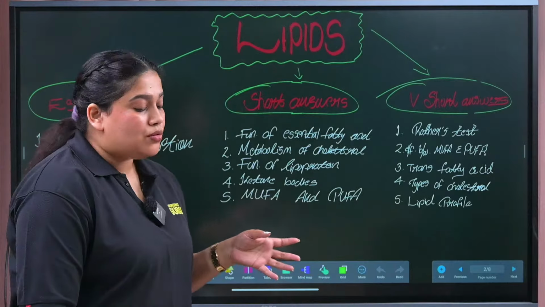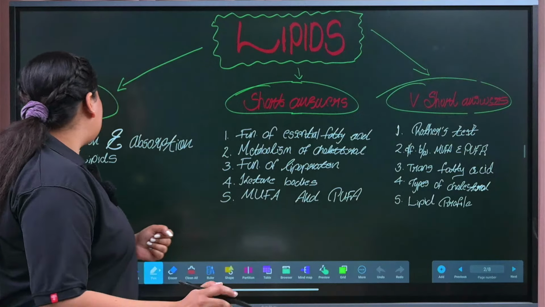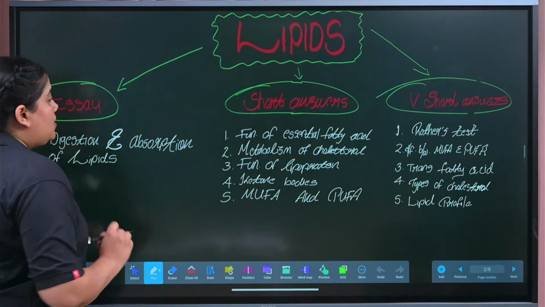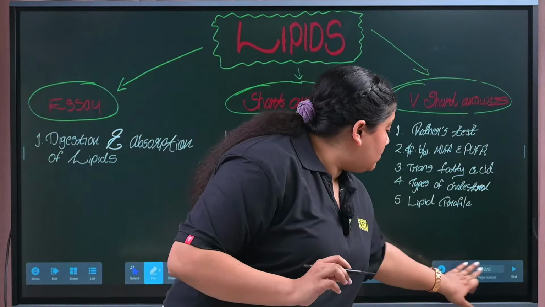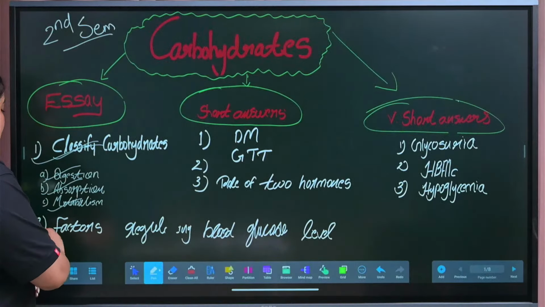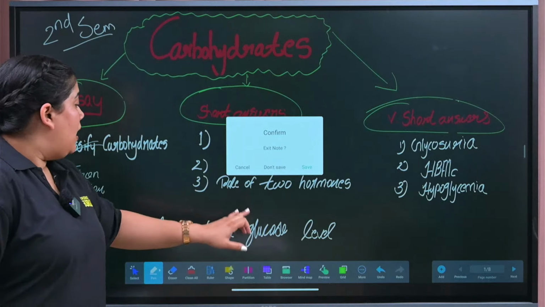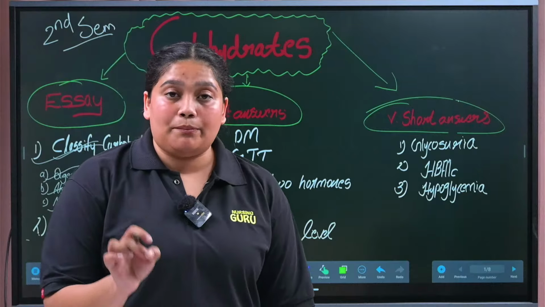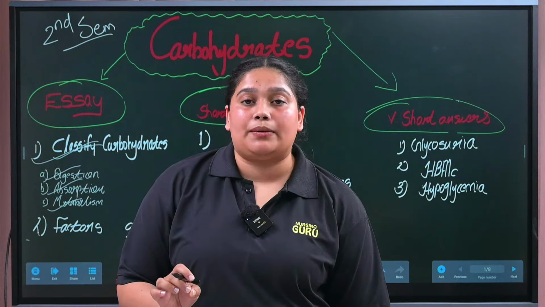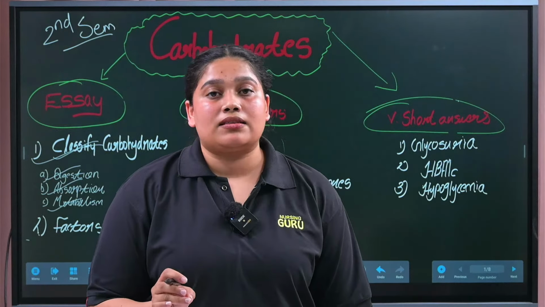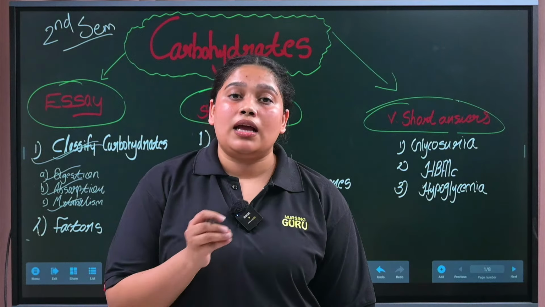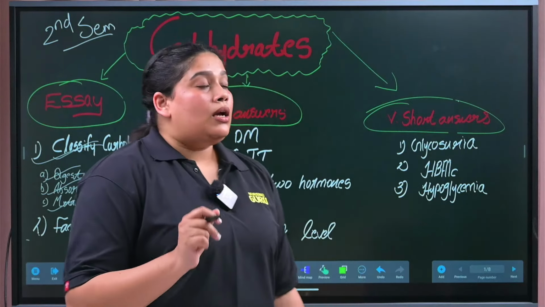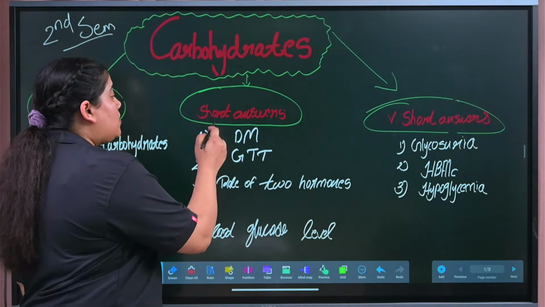You have to include this in the factors regulating the blood glucose level. In this essay there is one important topic, that is the negative feedback system. The negative feedback system also you have to include in your essay. Clear? Next we'll move on to the short answer questions.